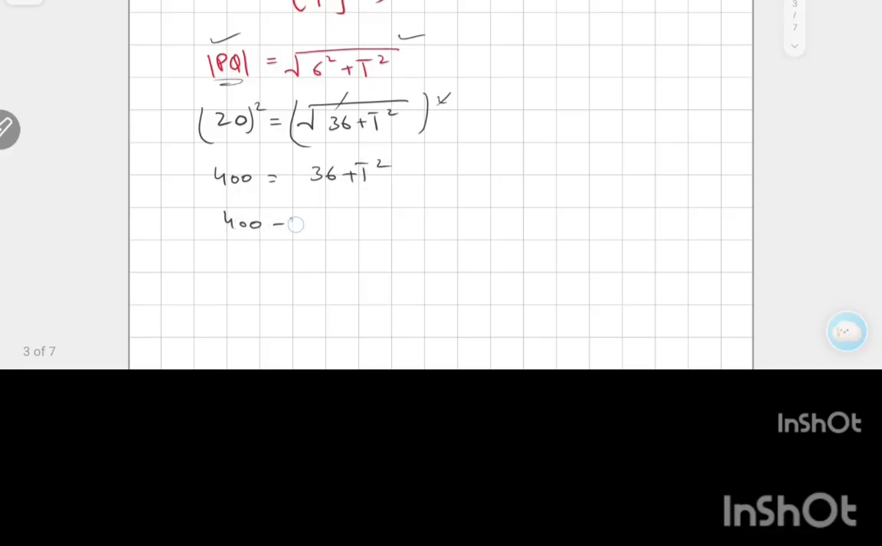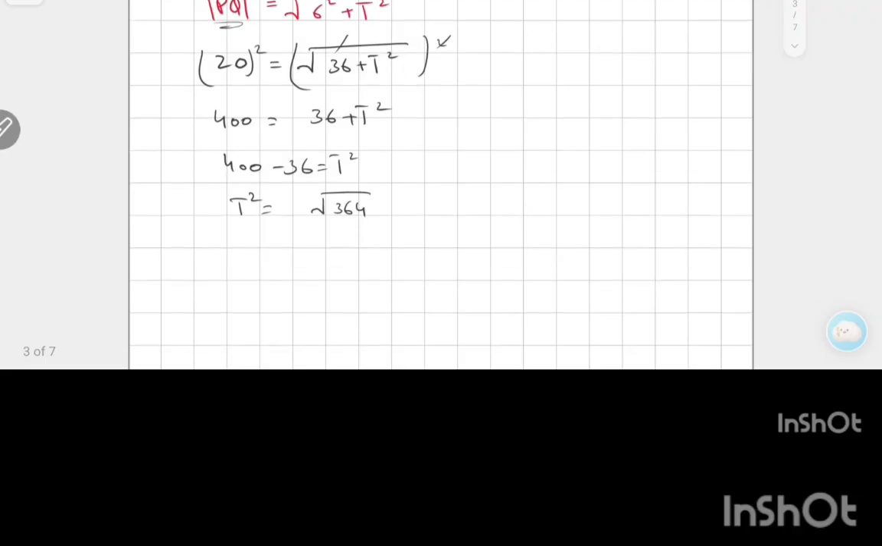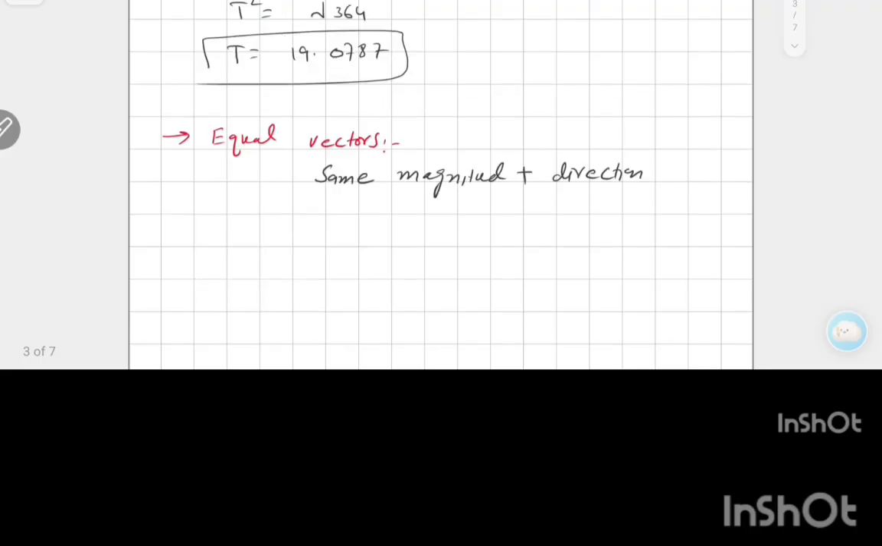400 minus 36 equals t square, so we get the value of t square as 364. Now we know that t is equal to 19.0787. We got the answer to this question. Okay, dear friend, hopefully you can understand. Now we discuss how to understand the next question.